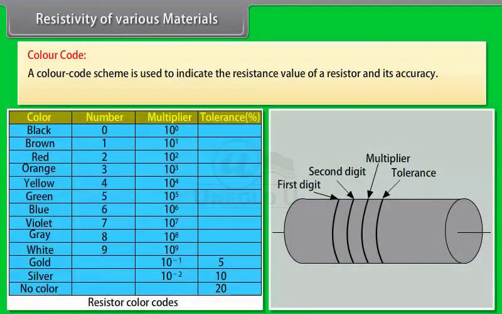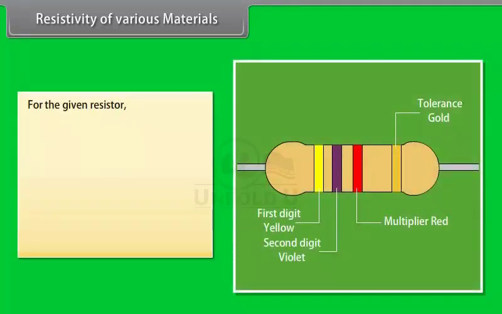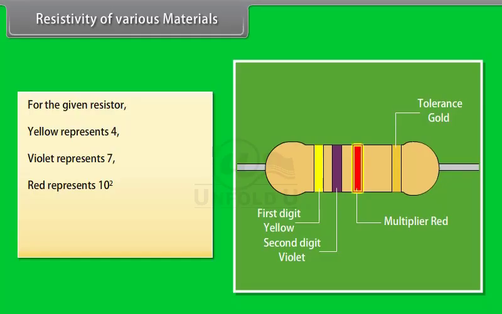A color code scheme is used to indicate the resistance value of a resistor and its accuracy. A set of colored stripes are drawn around the resistor with their significance. Let's take an example. For the given resistor, yellow represents 4, violet represents 7, red represents 10 raised to the power 2, and gold represents 5%. On combining the above data, the total resistance of the given resistor is 47 into 10 raised to the power 2 ohm with 5% tolerance.